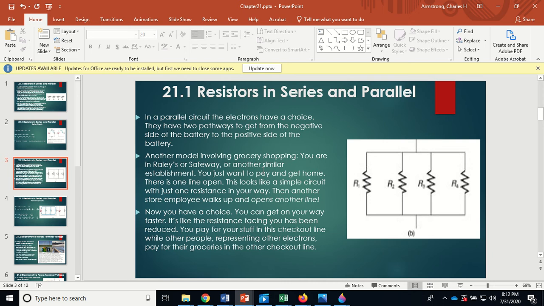And then another store employee walks up and opens another line. Now you have a choice. You can get on your way faster. Everybody can spread out. Everybody gets out of the store faster. It's like the resistance facing you has been reduced. You pay for your stuff in this checkout line, while other people representing other electrons pay for their groceries in the other checkout line. And you could open up a third checkout line, a fourth checkout line. So to the electrons, that's like you're reducing the resistance if you keep adding them in parallel. Add them in series, you're increasing the resistance. Add them in parallel, you're reducing the resistance.